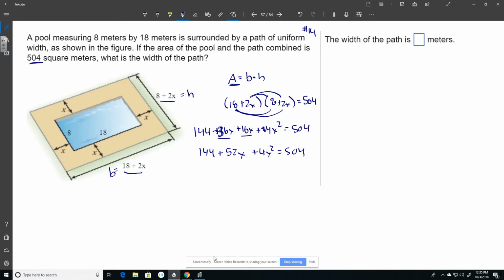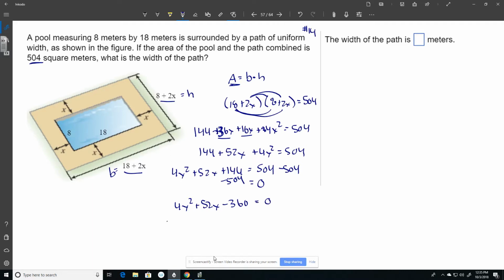I don't like having my x squared over here, especially with the quadratic formula. I don't want to use the wrong number. So I'm going to put that out front. 4x squared plus 52x plus 144 equals 504. I'm trying to get this in standard form. So it needs to equal 0 by minusing 504 from that side and minus 504 from this side. So 4x squared plus 52x, 144 minus 504 is negative 360, and that is going to equal 0.